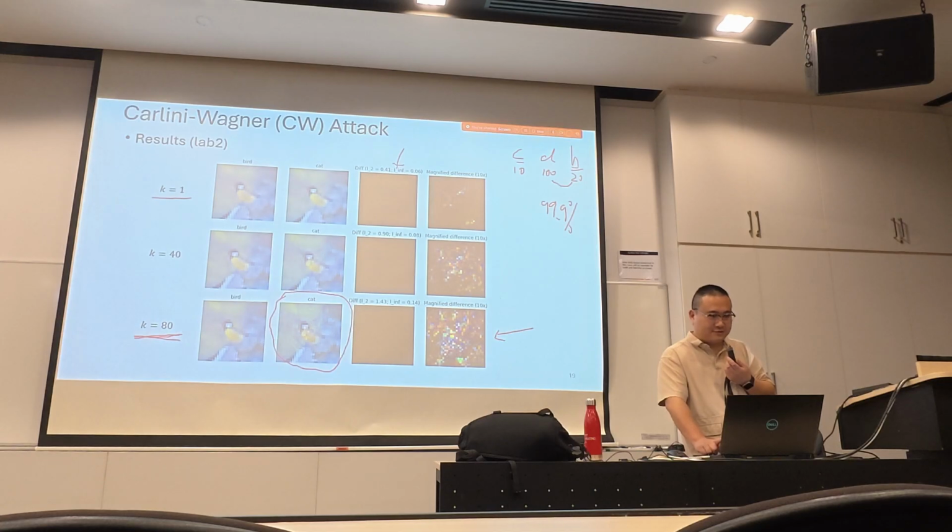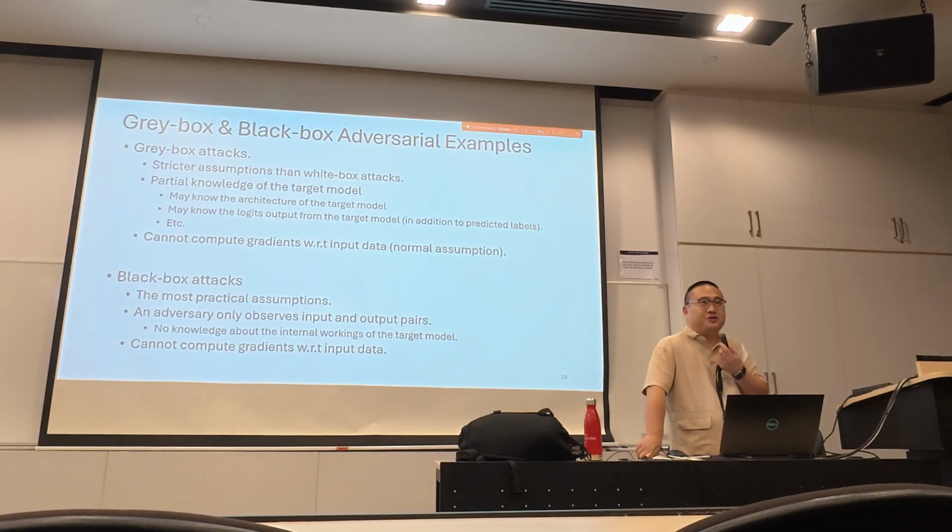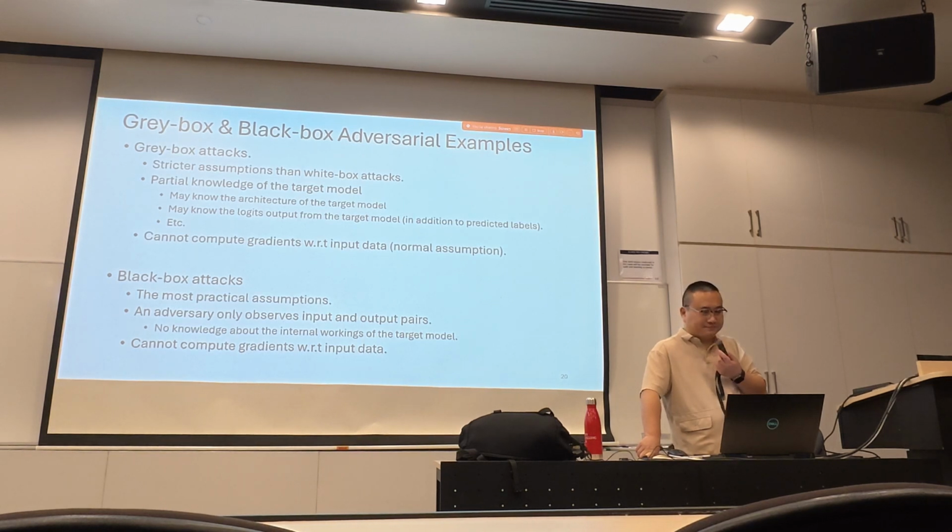So let's continue. We have talked about three white box attacks: FGSM, PGD, and the CW attacks. And now let's talk about some examples of gray box and black box attacks. Basically, in your assignment 1, task 1, you will develop gray box attacks.